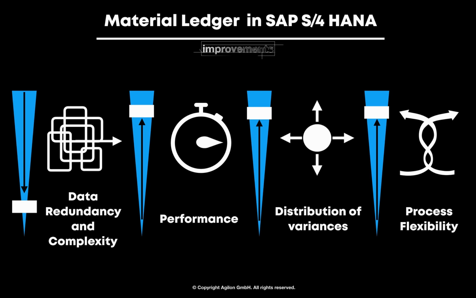With S/4HANA, the data model for material ledger has changed significantly. The main purpose for the changed data model was to reduce the complexity and improve the runtime in the material ledger costing cockpit. Further goals were the reduction of non-distributed variances and the elimination of log conflicts between material movements and material ledger.